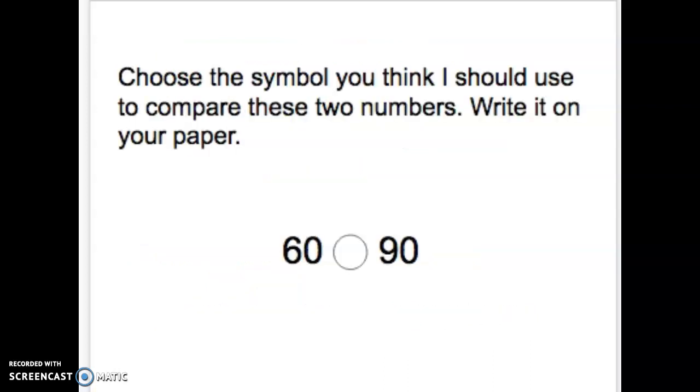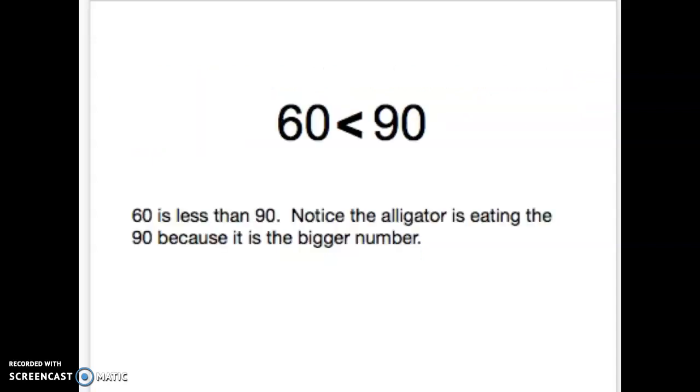Choose a symbol you think I should use to compare these two numbers and write it on your paper. 60 is less than 90. Notice the alligator is eating the 90 because it is the bigger number.